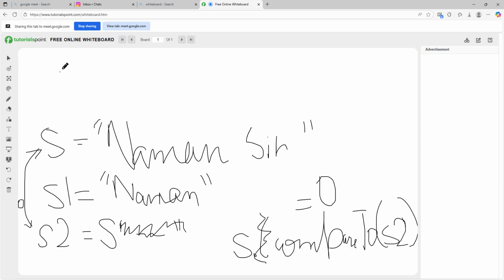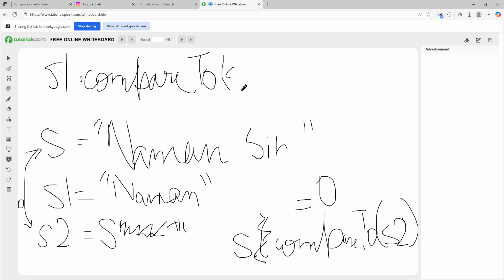Okay, now s1.compareTo(s). Only "sir" would be the difference, no? Yeah, but this function only gives answers in integers. So it won't give "sir".